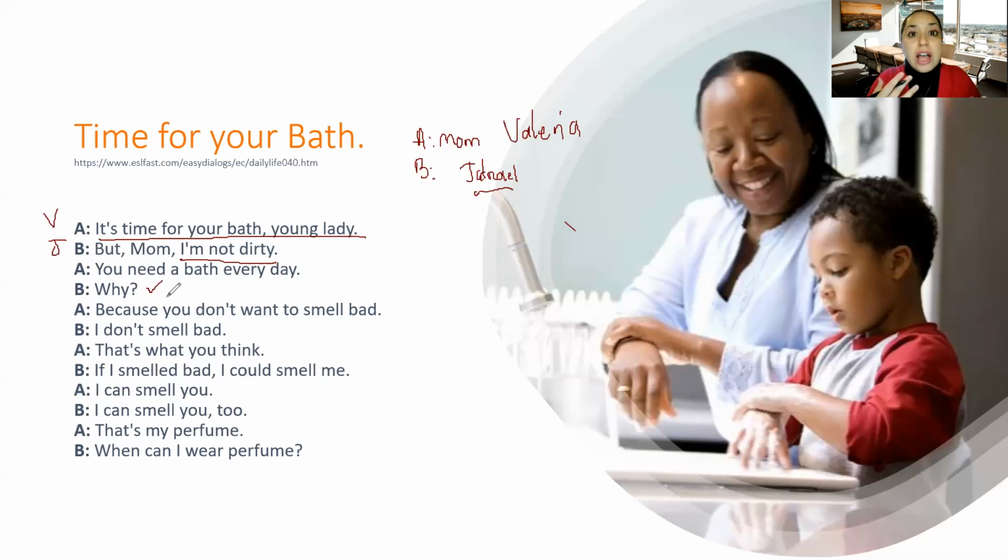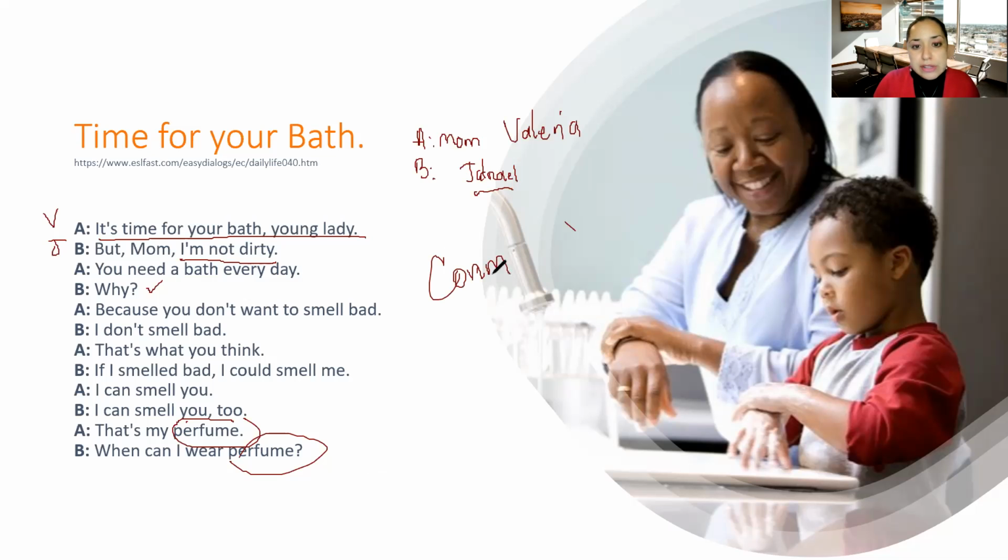Now we start having a better conversation. It's not just an order. Now the kid is asking for a discussion about the topic. Why? Give me a reason. And the mother says it's something about smelling. The child says no, I don't smell bad. I can smell you too. And then the mother says, hey, that's my perfume. When can I wear perfume? I have heard this dialogue in every household that has kids. It's always the same conversation. So this is why I've chosen this one.